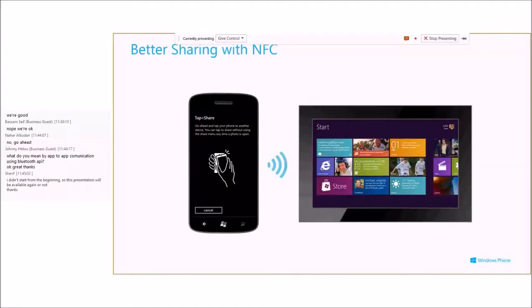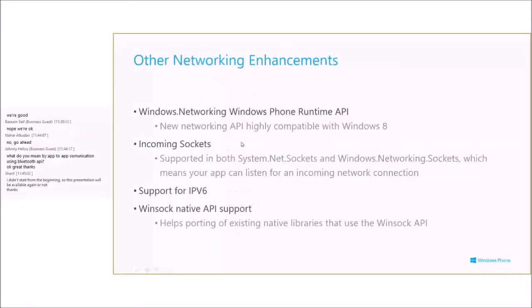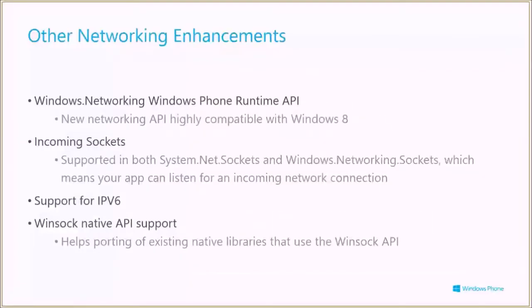We've got other networking enhancements for Windows Phone 8. We've got new network APIs highly compatible with Windows 8, which is very important. The Windows Phone runtime APIs for networking, incoming sockets. If you're working on a networking application, these are very important for you. Support for IPv6. There are lots of networking capabilities that you can use for Windows Phone as well.